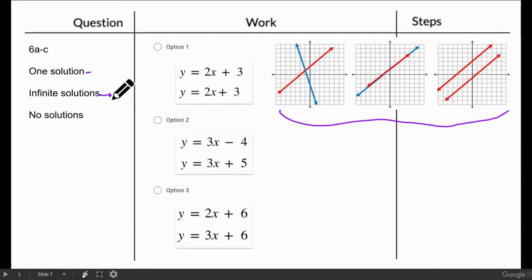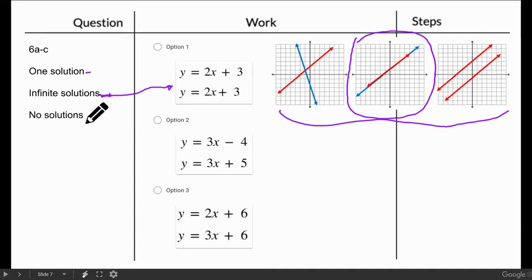If I'm looking at infinite solutions, remember the graph for infinite solutions means that no matter what x value we choose, we're going to get the same y value. So these two line up exactly because the equations are exactly the same. If you look at this first equation, the slopes are the same and the y-intercepts are the same. So if we go up 3 and we have a slope of 2, both of them are going to come out with the same x and y values every single time. So for infinite solutions, we're looking for two equations that look identical or can be made to look identical.